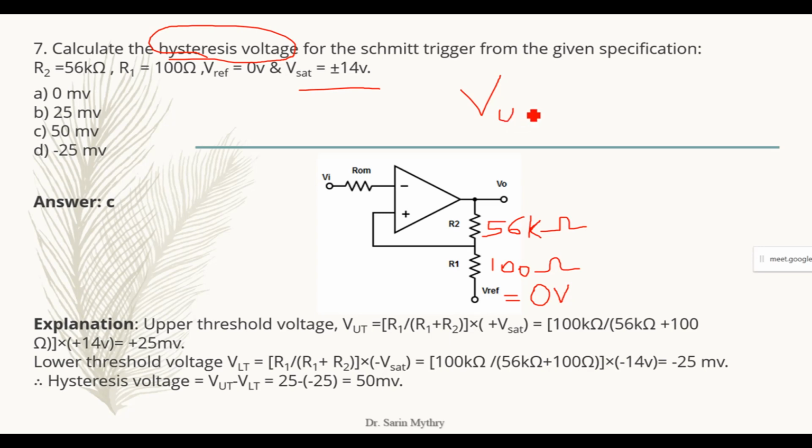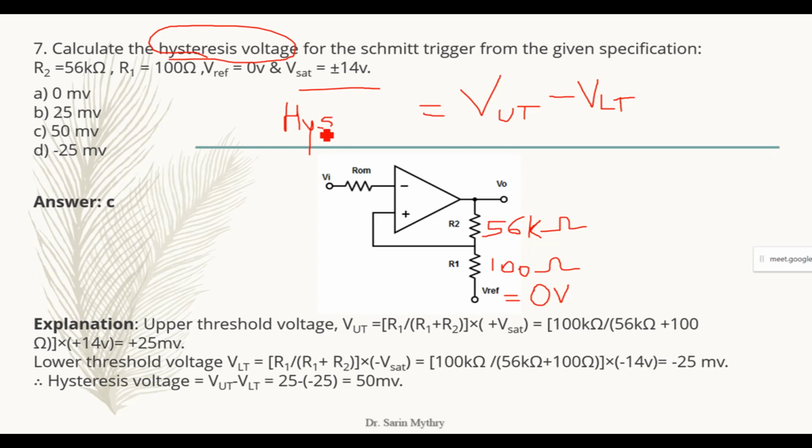Your hysteresis voltage is nothing else but the difference of the upper threshold voltage and the lower threshold voltage. If you know this concept of what is meant by hysteresis voltage, you'll not be thinking about why we are finding out the upper threshold voltage and the lower threshold voltage.